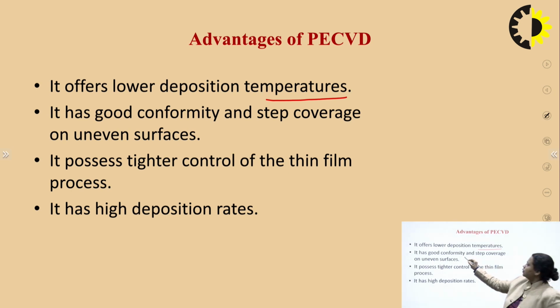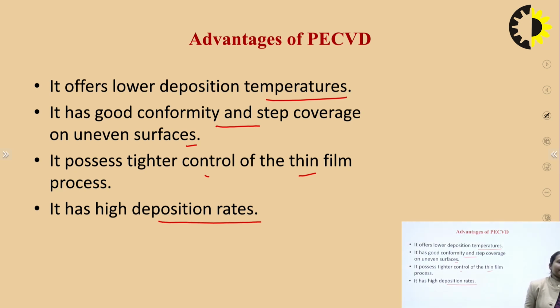It has good conformity and step coverage on uneven surfaces. It possesses tighter control of the thin film process since it is a plasma method. So in this process, the deposition is quite controlled as compared to the other methods, and it has high deposition rates. So deposition rate is again high because we are using the plasma here, so that we have a uniform structure over the wafer.